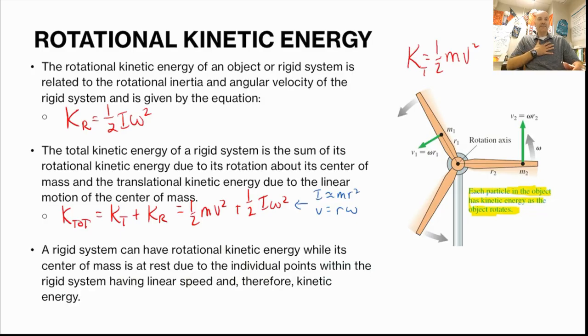All right, so a rigid system can have rotational kinetic energy while its center of mass is at rest, due to individual points within the rigid system having linear speed and therefore kinetic energy.